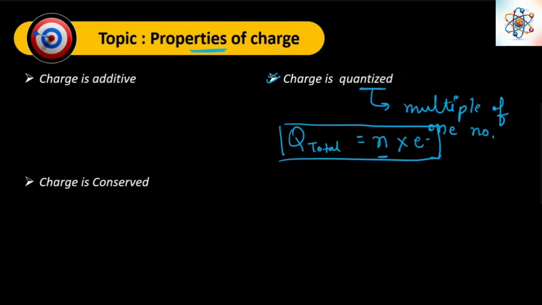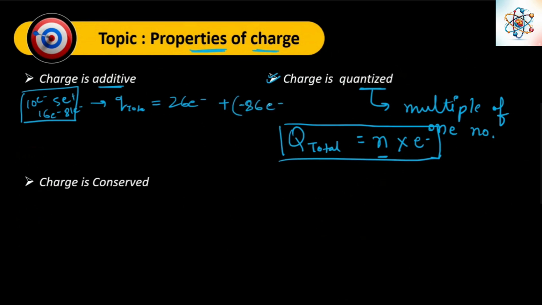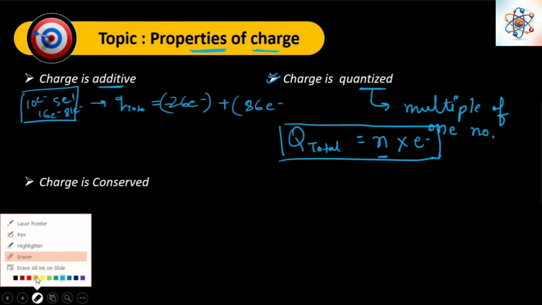Now let us see some theory. Properties of charge. Charge is basically additive in nature. If we have to calculate the total charge, suppose this metal sphere contains 10 electrons, 5 protons, 16 electrons, 81 protons. We simply add the number of protons and the number of electrons. The number of electrons is 26 and the number of protons is 86. So the net charge is supposed to be that of 60 protons.